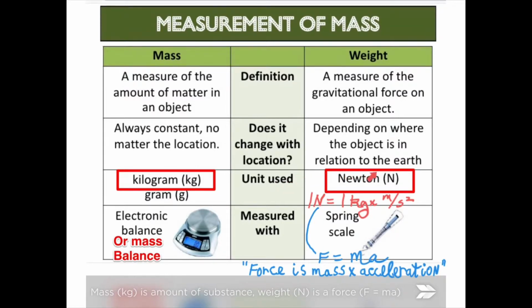What is the unit in the metric system? It is the Newton. Newton is defined using Newton's second law, F is ma, or force is mass times acceleration. So 1 Newton is a mass of 1 kilogram times an acceleration of a meter per second per second.